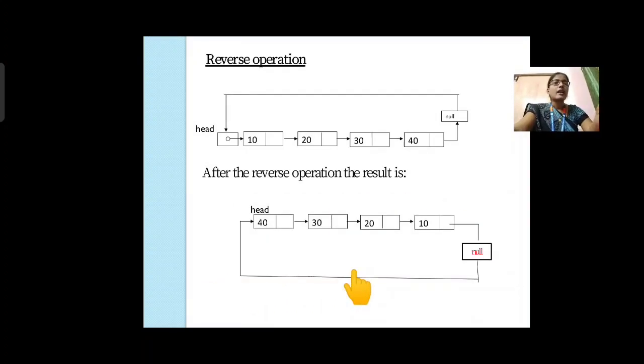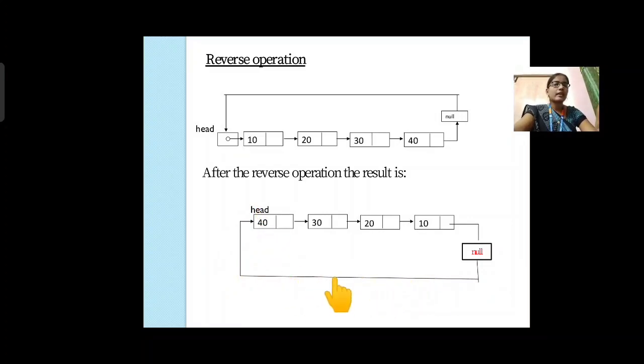Okay. Next, reverse operation. Reverse means reverse the linked list. This is the linked list. 10, 20, 30, 40 are the nodes connected by single link, and this null point is connected to the head. This is the circular linked list. After the reverse operation, the result is here: 40, 30, 20, 10. Here the 40 is the head point and 10 is the last node. After reverse operation, the null point is connected to the head. Head means 40. This is the reverse diagram.